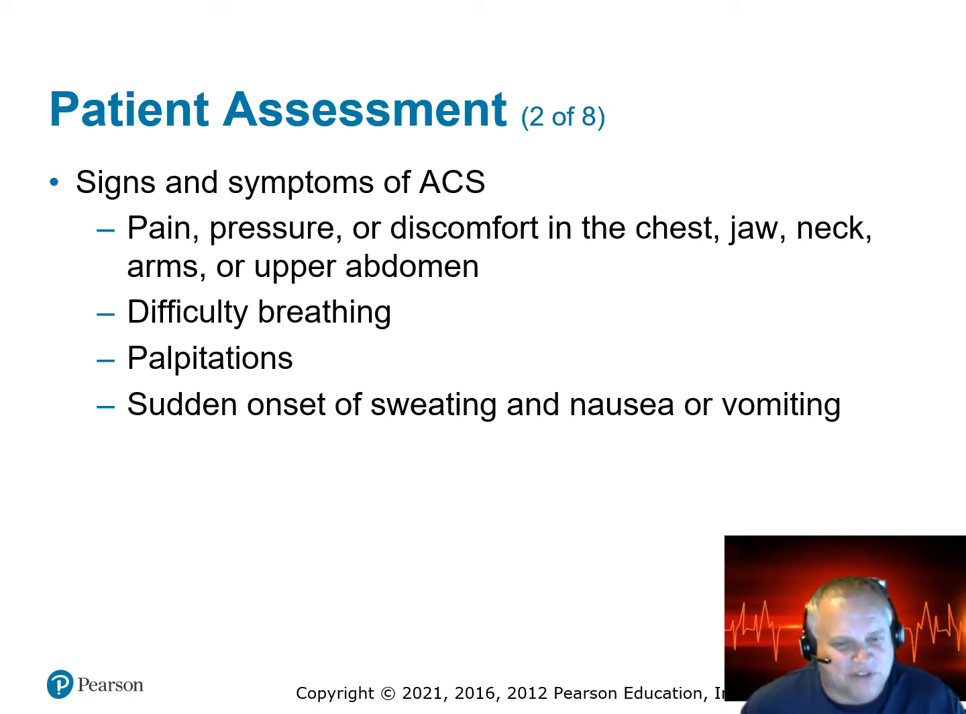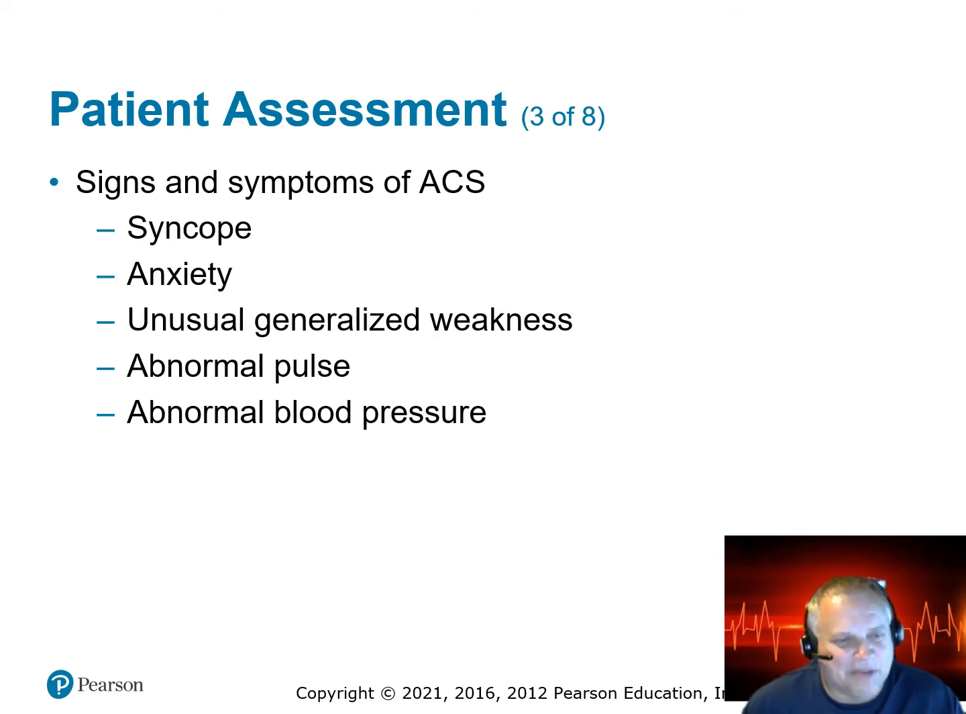Sudden onset of sweating, nausea, vomiting, profuse sweating. They're just drenched in sweat. They may have syncopal episodes, anxiety, generalized weakness. They just don't feel right. Abnormal pulse, not regular. Maybe the blood pressure's high, maybe it's low. Kind of depends on what's going on in their body at the time, but something's not normal about the blood pressure.